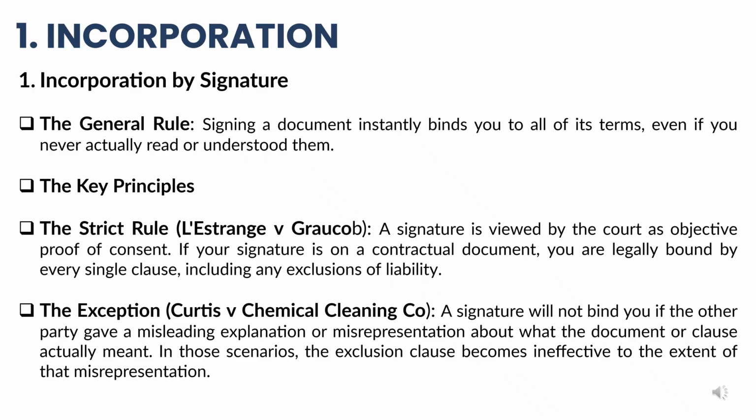One key exception can be seen in the case of Curtis v. Chemical Cleaning Company. In this case, the claimant signed a document after being given a misleading explanation about the clause it contained. Because the explanation misrepresented the true effect of the term, the exclusion clause could not be fully enforced. This shows that while the courts generally uphold signed agreements, they will not allow one party to rely on a signature obtained through misrepresentation or misleading conduct. So, incorporation by signature demonstrates the balance courts attempt to maintain between enforcing contractual certainty and preventing unfairness.